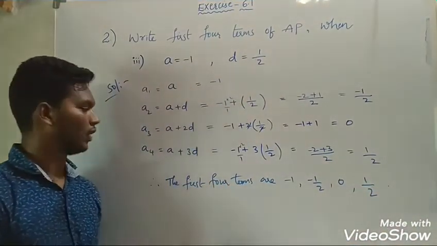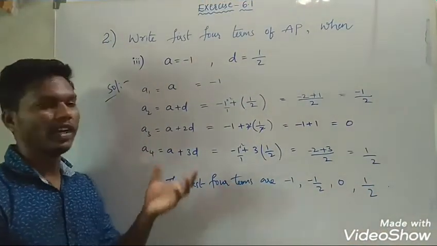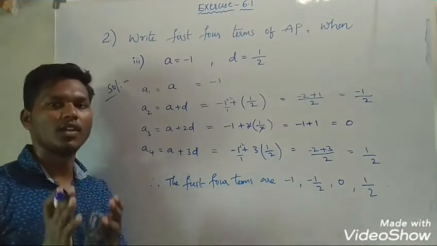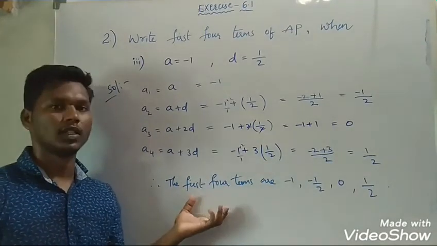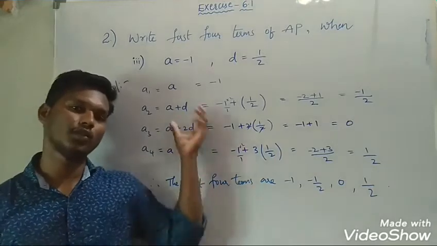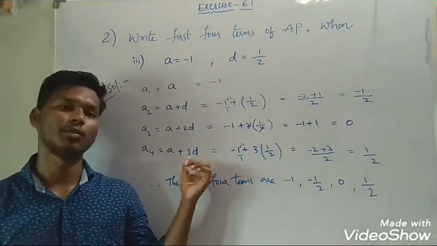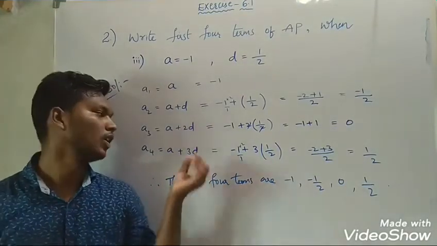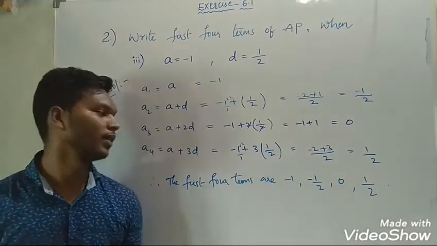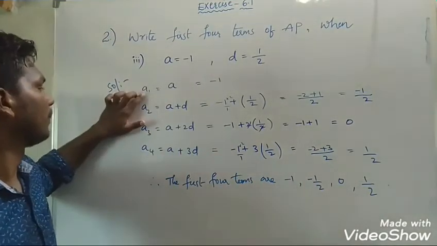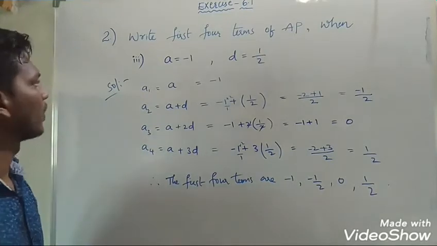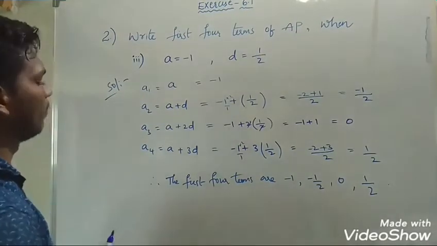Okay friends? So in this way, whenever the value of a and the value of d are given, you can easily find the number of terms. First four terms means up to a plus 3d. Suppose if you have to find the first 5 terms, then you must write up to a plus 4d. So the first four terms are a1, a2, a3, a4. So let me move on to problem number 3.